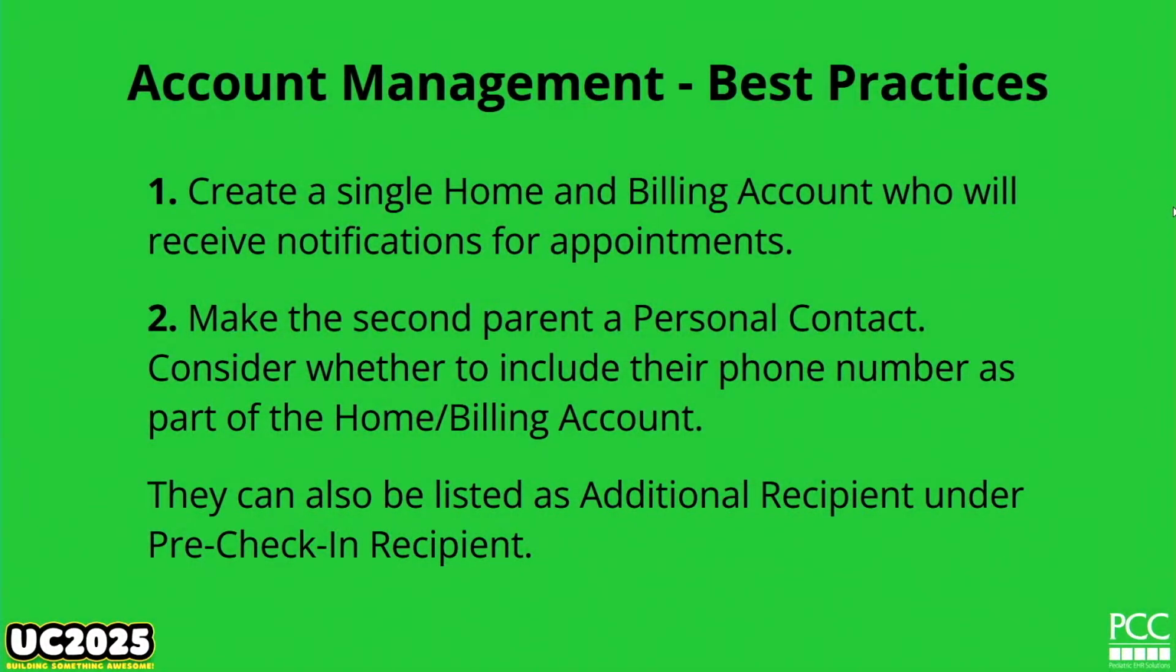This goes into a little bit about the account management, Judy, what you were just mentioning about your struggles with account management. We recommend creating a home and billing account for whoever is going to receive those notifications. The second parent can be made a personal contact. Consider whether to include the phone number as a part of the home and billing account, and additionally, they can be listed as an additional recipient. You just have to set up a portal user for whoever wants to be a portal user and then assign them as an additional recipient in that drop down.